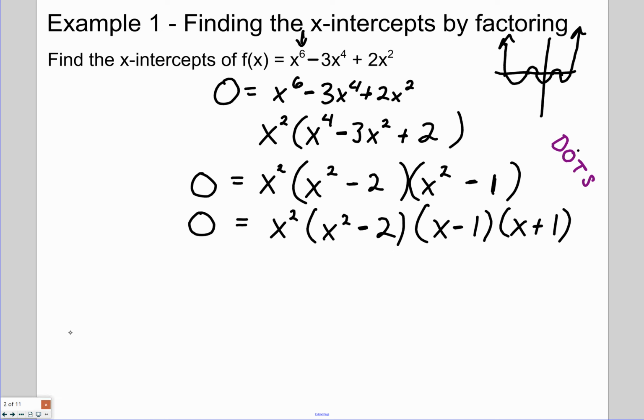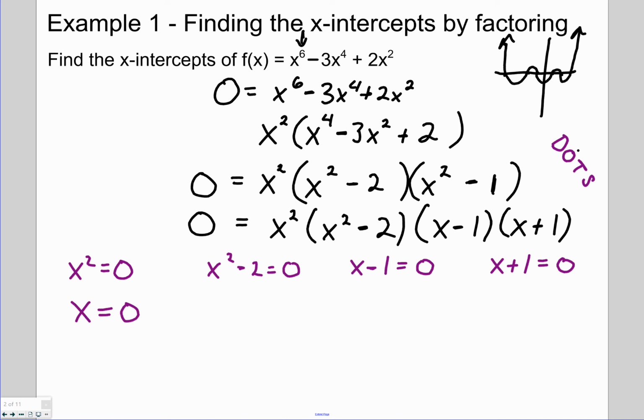Let's switch colors to show you we're in a different area now. We have x squared is equal to 0, x squared minus 2 is equal to 0, x minus 1 is equal to 0, and x plus 1. All right, I think we can do the first and the last two pretty simply. What number squared gives you 0? 0. So this one's 0. What about these over here? X equals 1, and what about this one over here? Negative 1. All right, back to your days of algebra.